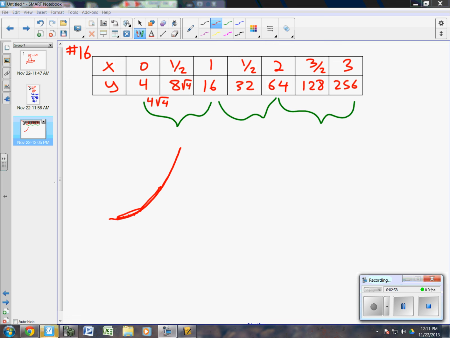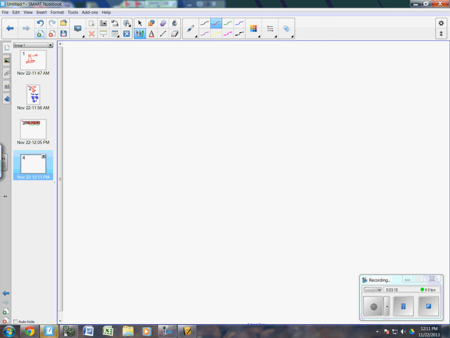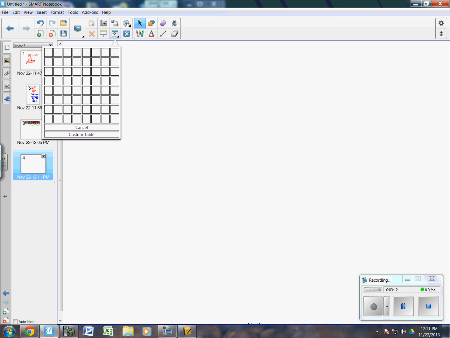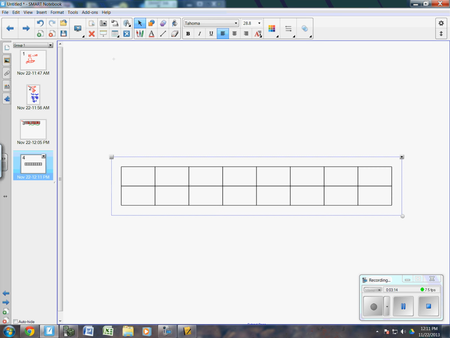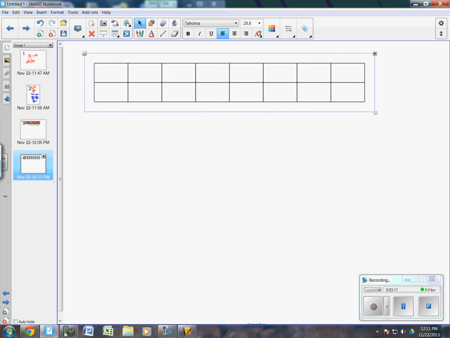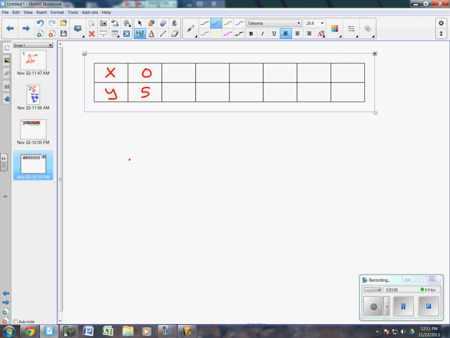Okay, all right, what other problem is there? Let's go to 17. I want to make sure you guys understand this. If we look at 17, you're given another table like this. In this case, we have x and y right here. And we have 0 and 5, and we have 1/2, and we have a blank under there, and we have 1 and 15.